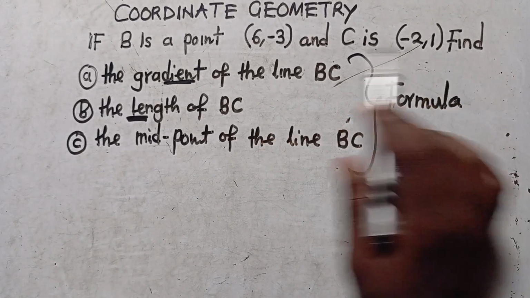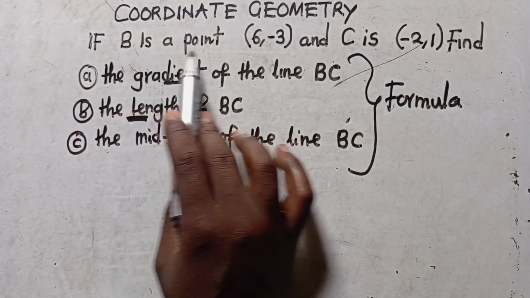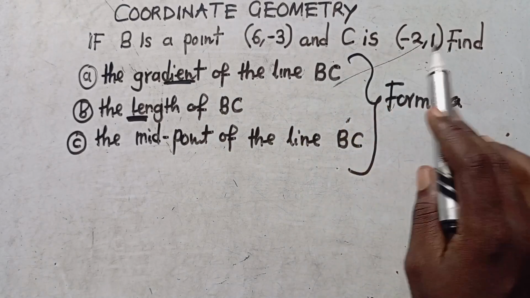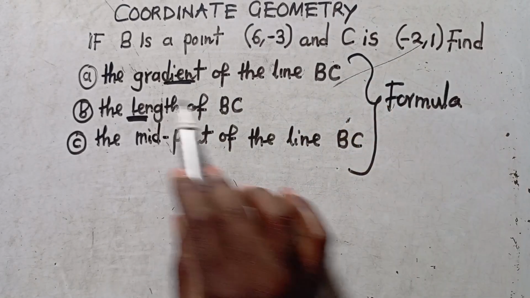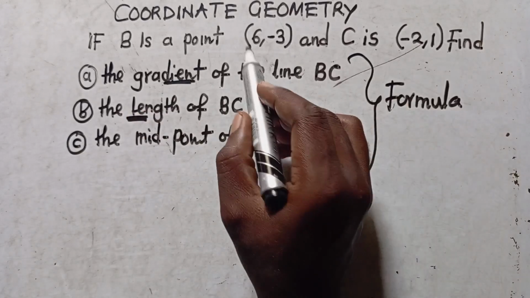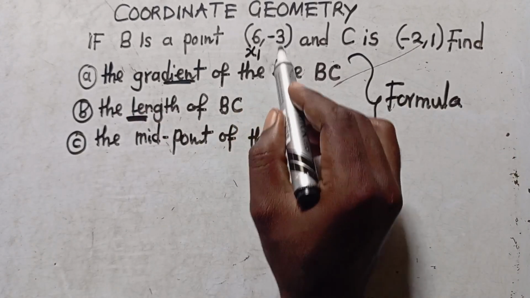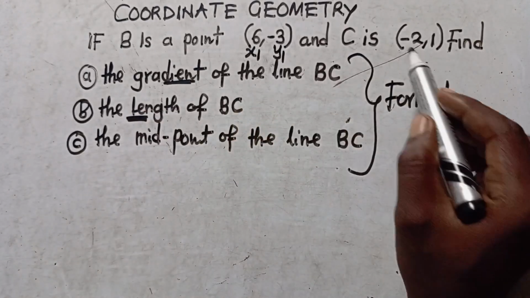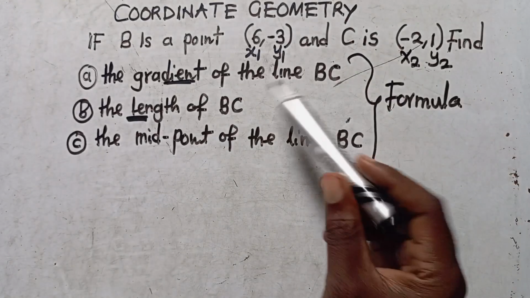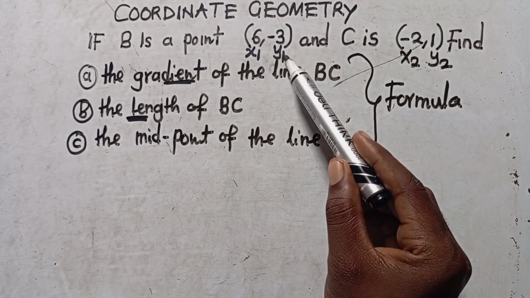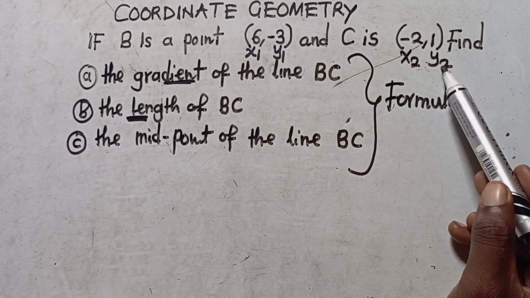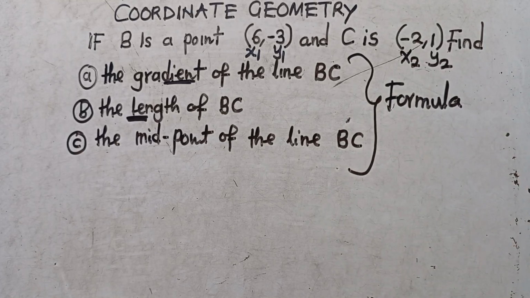We are given these 2 points. B is the point (6, -3), and C is (-2, 1). Find the gradient of the line BC. We are going to start by saying this is x1, y1, and this is x2, y2. So x1 is 6, y1 is -3. Same applies here: x2 is -2, y2 is 1.